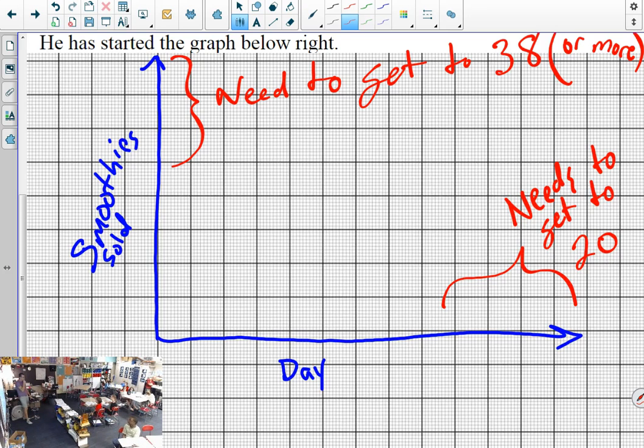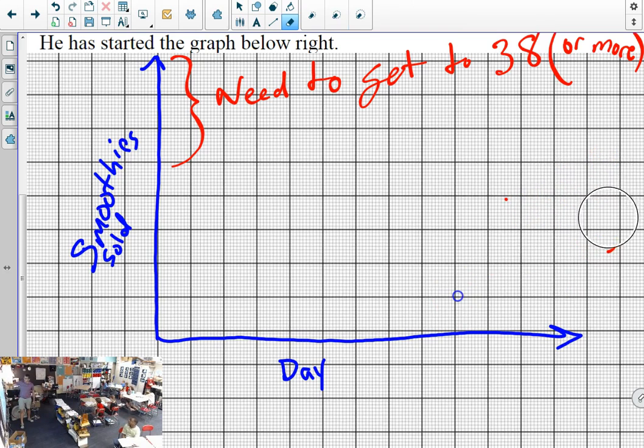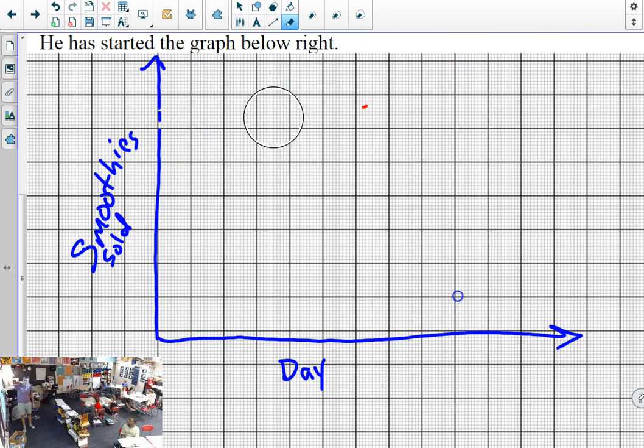Alice? 12. And if I decide that my x's need to go to 20, do you think my y might need to go higher than 38 since my days are going to go an extra 8? So, how we scale our axes, and this will be different depending on your paper and how big you made your graph.